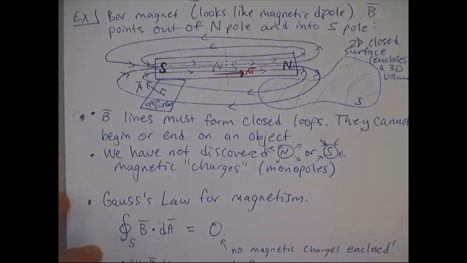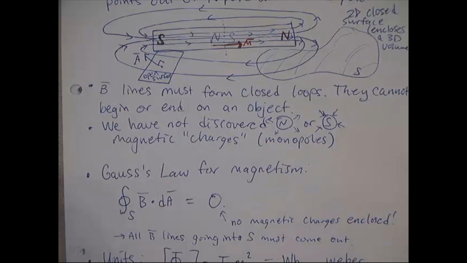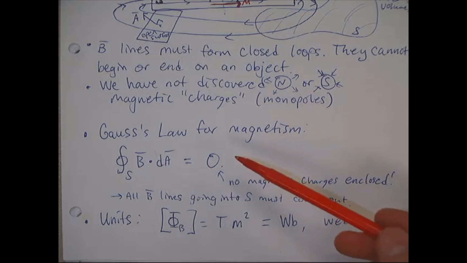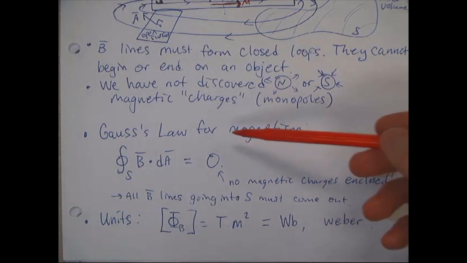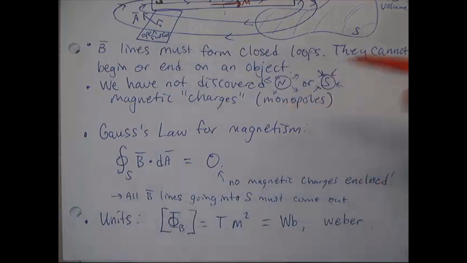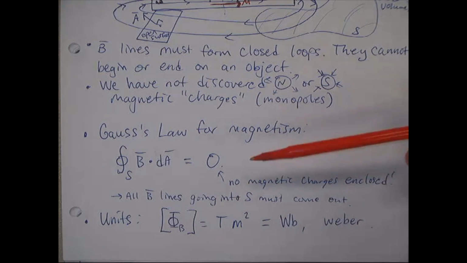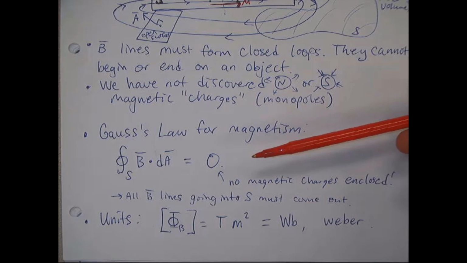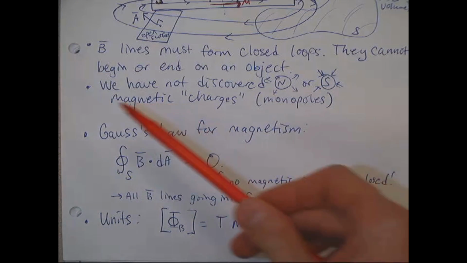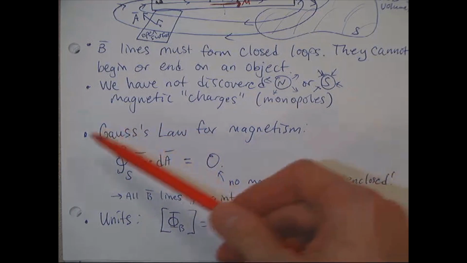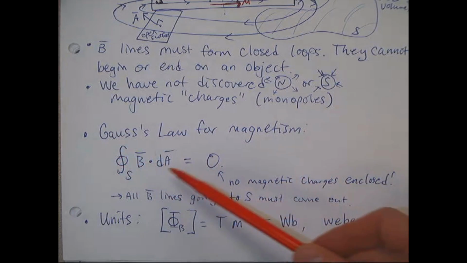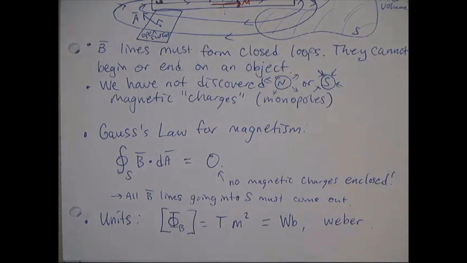You would have the integral of B dot dA equals the magnetic charge enclosed. Well, we haven't found them yet, so we're going to call that right-hand side 0. This is another one of Maxwell's 4 equations. We will tie them all together to introduce the electromagnetic waves a little later this semester.